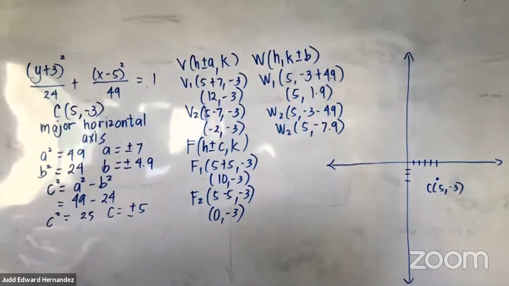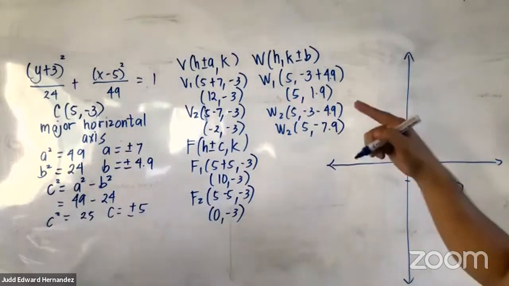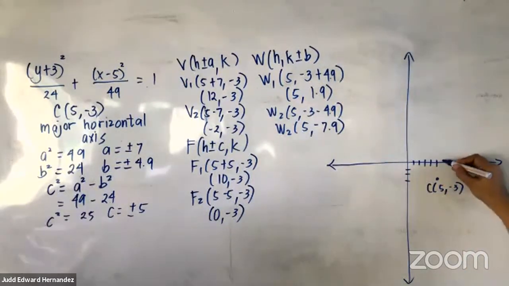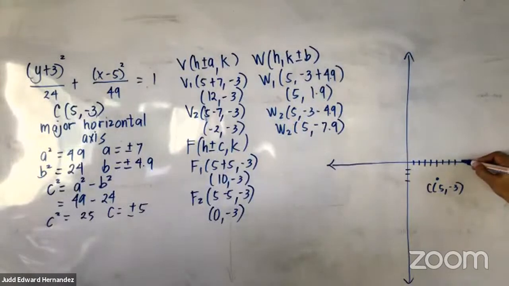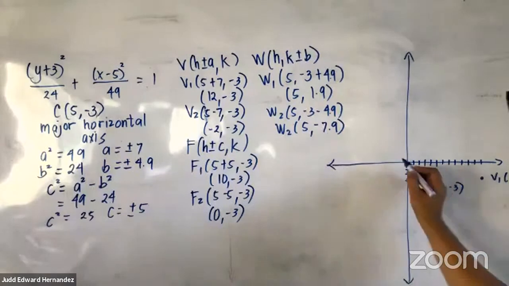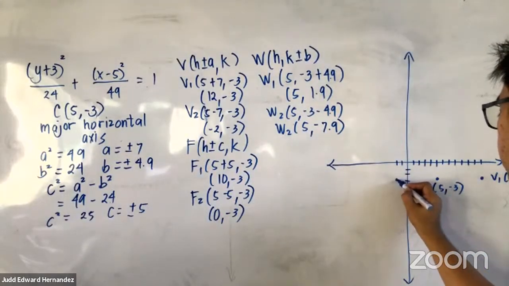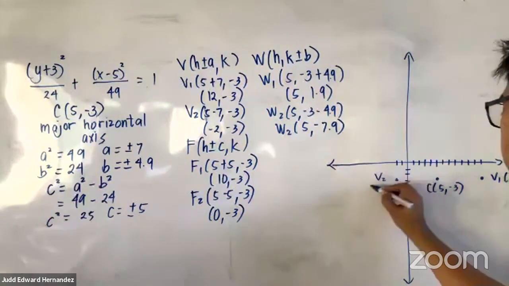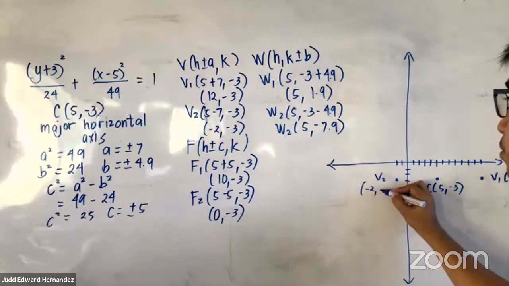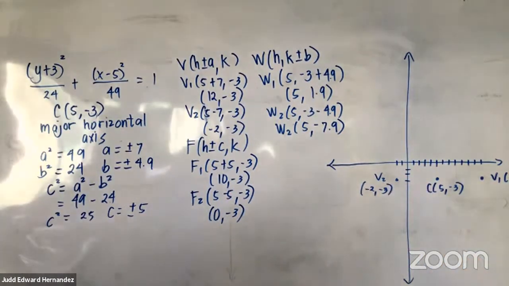Our V, so asan daw yung V1 natin? 12, negative 3. So 5, 6, 7, 8, 9, 10, 11, 12. So this is our V1. Its location is 12, negative 3. V2 is negative 2, negative 3. So this is our V2. Therefore, that is located at negative 2, negative 3.